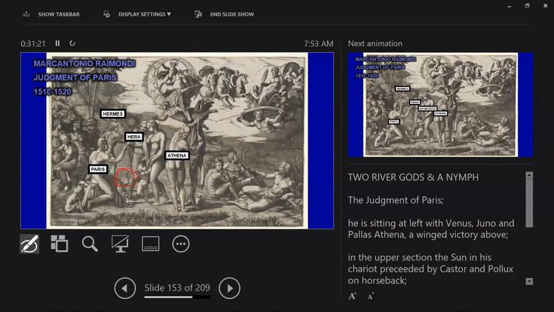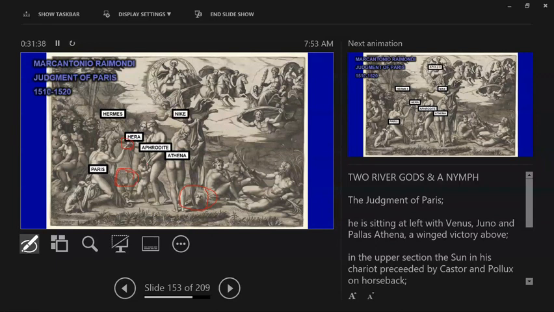This is Athena. How do I know that this is Athena? She has her helmet right here, the goddess of war. And then this is Aphrodite. How do I know that? Because he is giving her the golden apple. She wins the contest, and this is what starts the Trojan War.